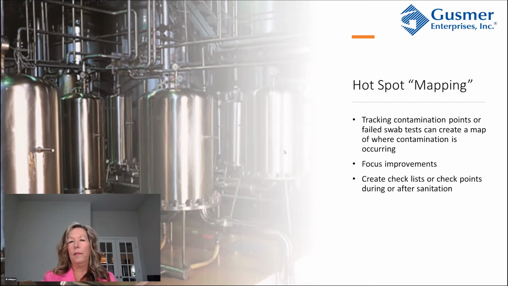Another tool is hotspot mapping. And the ATP system and software that Gusmer sells can really help you with this in tracking your failed spots and focus on improvements and create checklists and checkpoints during and after sanitation so that you can continually make the process a process of improvement.